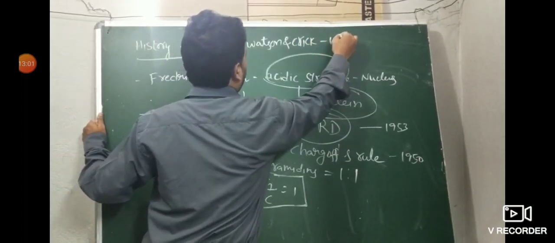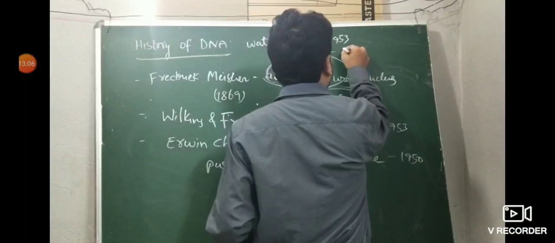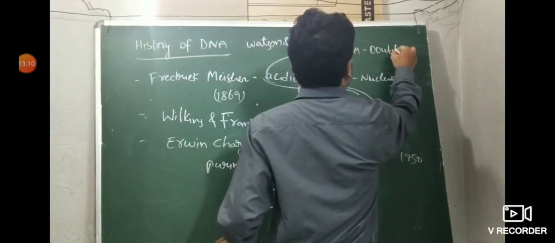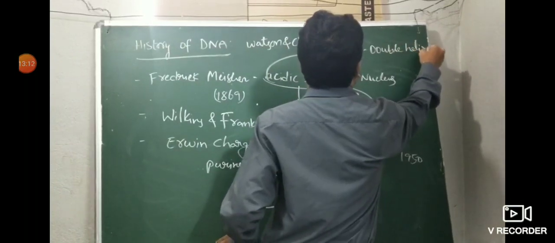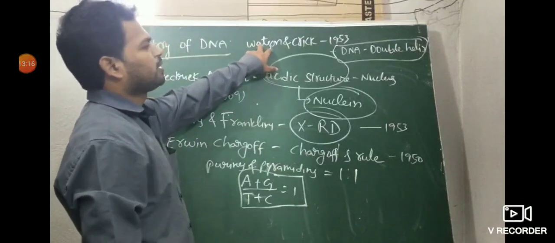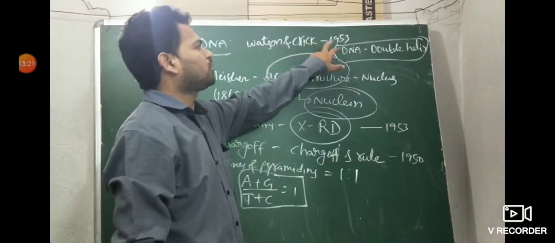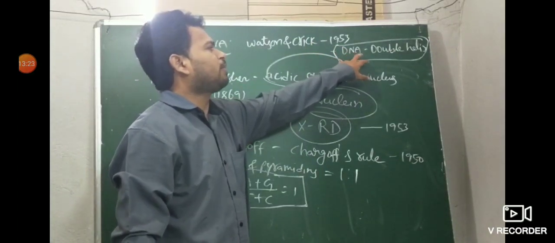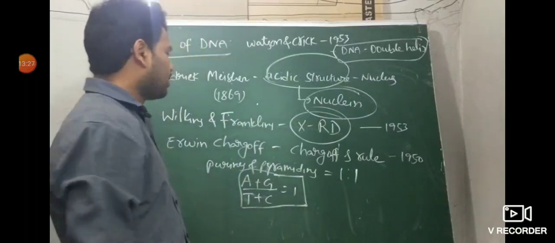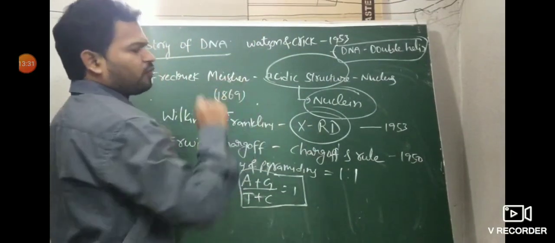In 1953, Watson and Crick proposed the DNA double helix structure. Who proposed the double helix structure of DNA? Watson and Crick. In which year? 1953. DNA having a double helix structure, based on Wilkins and Franklin's XRD and Erwin Chargaff's rule.